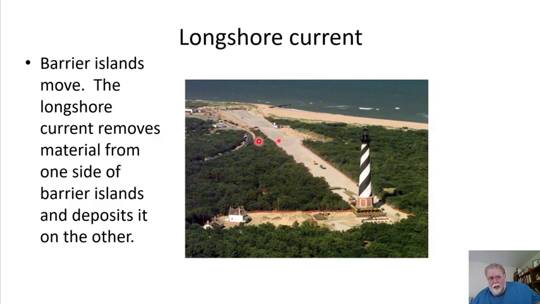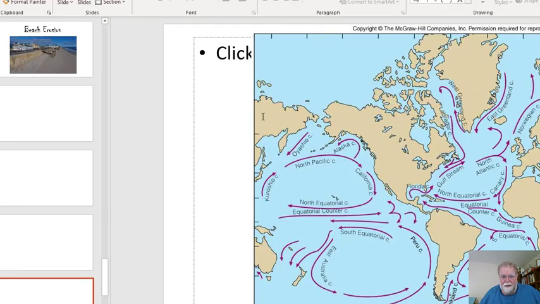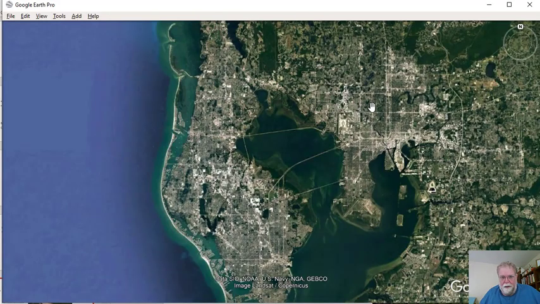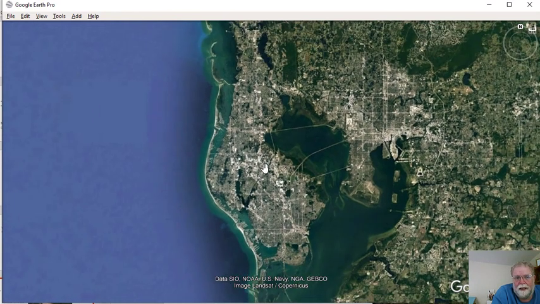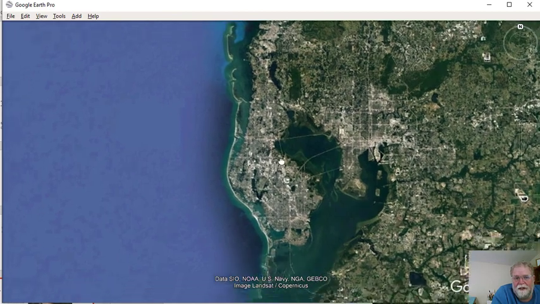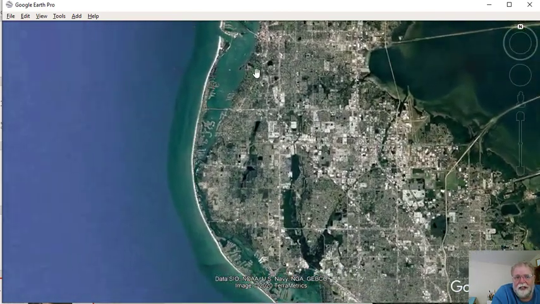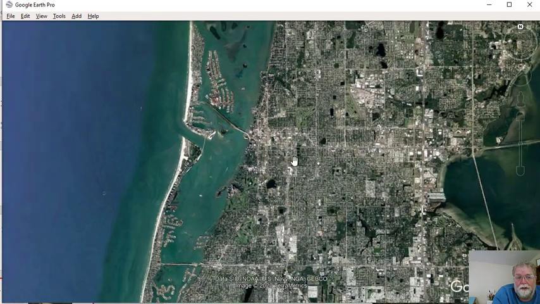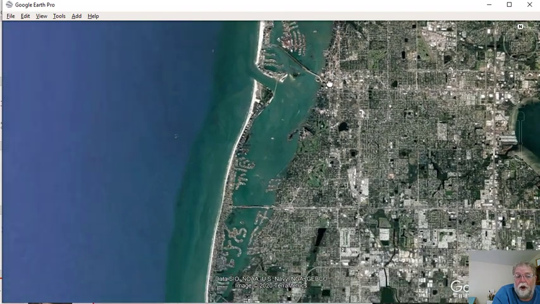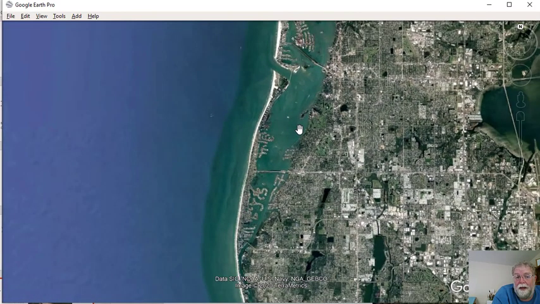Beaches around Pinellas County are barrier islands. Let's take a look at Google Earth. So this is Pinellas County. You'll notice that if you want to go to the beach in Pinellas County, you don't just go to the shore. Unless you're on the bay side, you go across a bridge, like here to Clearwater, and on to the beach. The beach itself is an island, a low-lying, narrow barrier island.